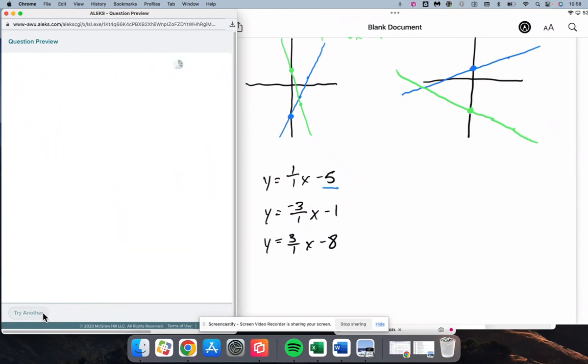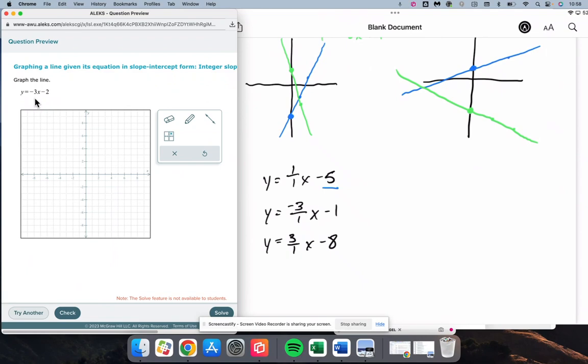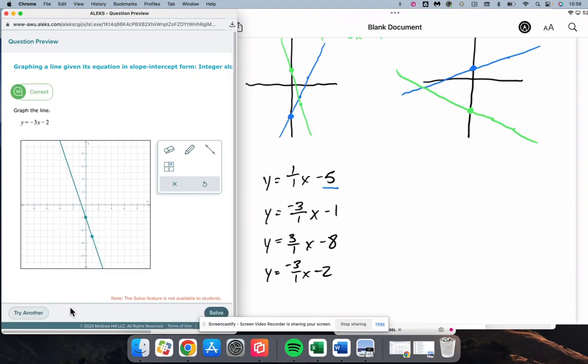And then we will do one more. Negative 3x minus 2. So y equals negative 3 over 1x minus 2. Our y-intercept is negative 2. And so we're going to start here at negative 2. Our slope is negative 3 over 1, telling us to go down 3 and to the right 1 from that point. So down 1, 2, 3, to the right 1. And so there's our graph for that one.